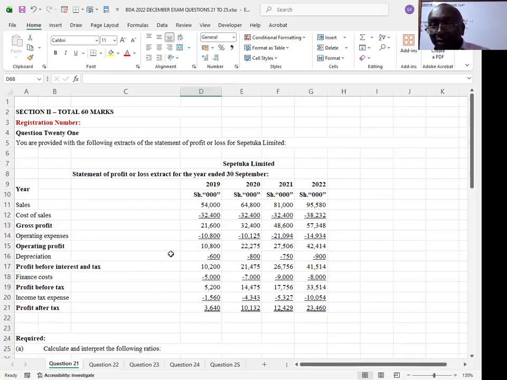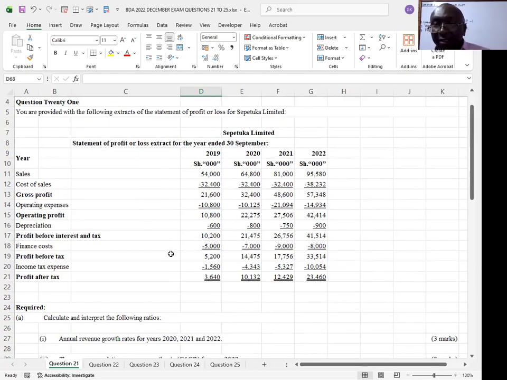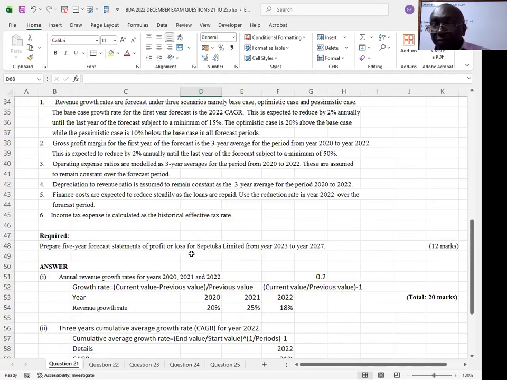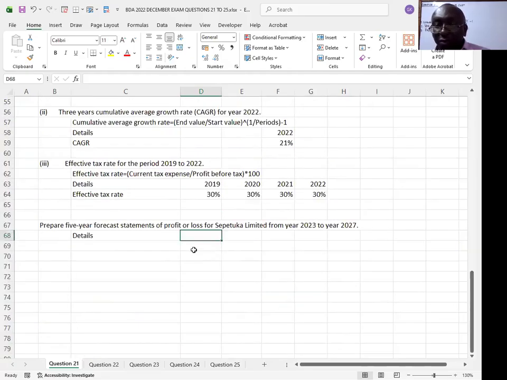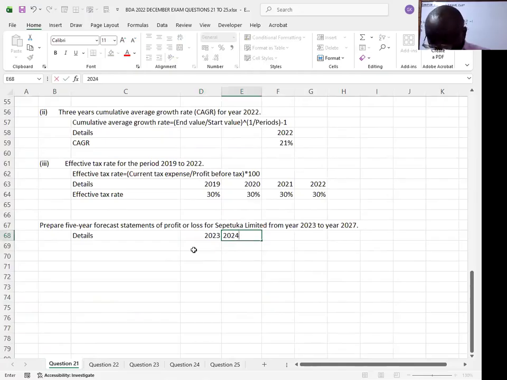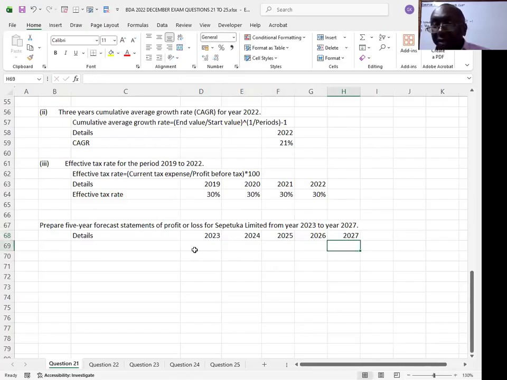I wanted to pick the whole of it, or I can just do the 5 years forecast. Okay, so if we are doing 5 years from 2022, we shall do 2023, 2024, 2025, 2026, 2027.